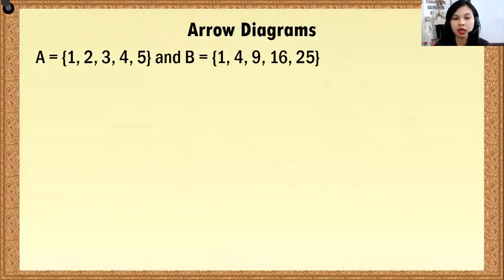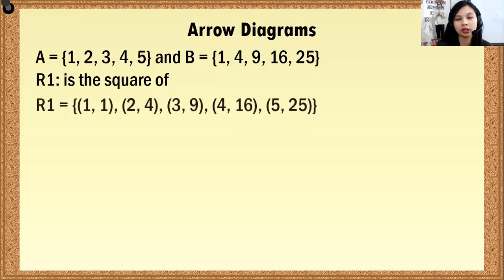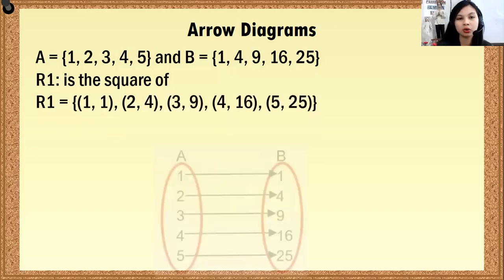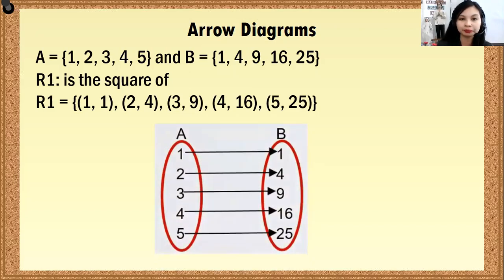So let's have this example. So kung napansin nyo po, example ko rin to dun sa ating relation kanina. Okay, set A, we have elements of 1, 2, 3, 4, 5. For set B, we have the elements of 1, 4, 9, 16, and 25 po. So, R1 is the square of, ayan din po siya, di ba? So, kung i-represent natin siya into diagram po, ito po, ayan.